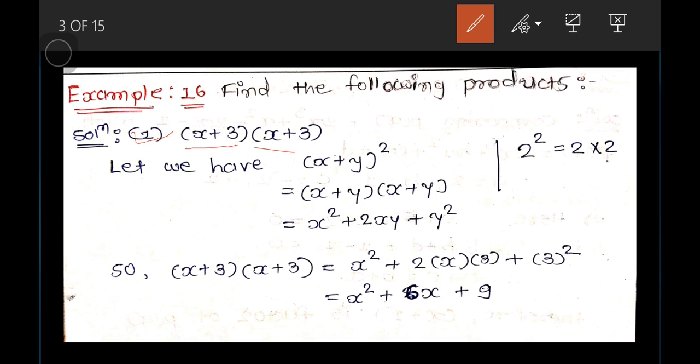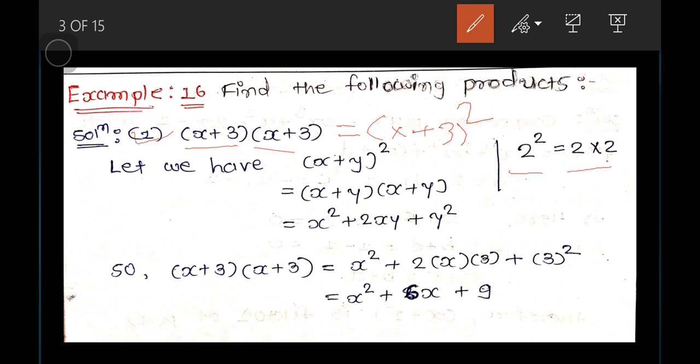Let us use one identity. First, you know that if we want to write 2 into 2, then we can write it as 2 square, that is 2 raised to 2. Similarly, we can write here x plus 3 into x plus 3 is equal to x plus 3 all square.